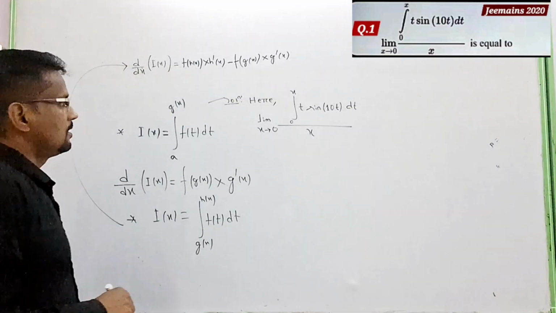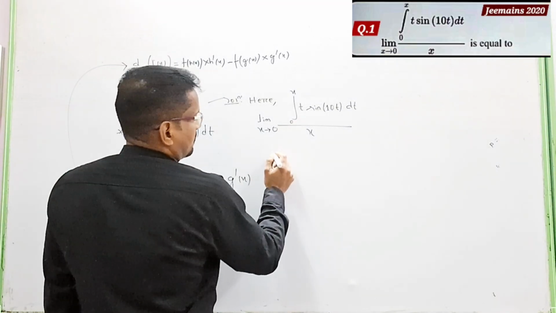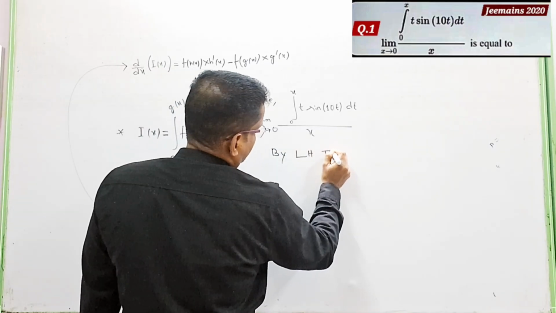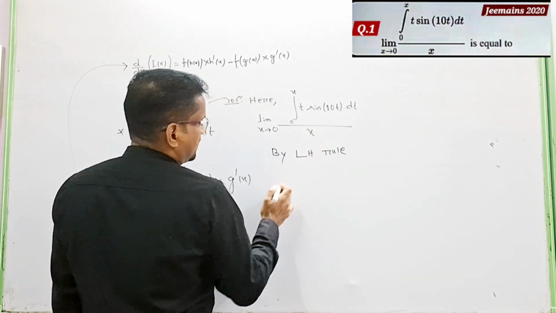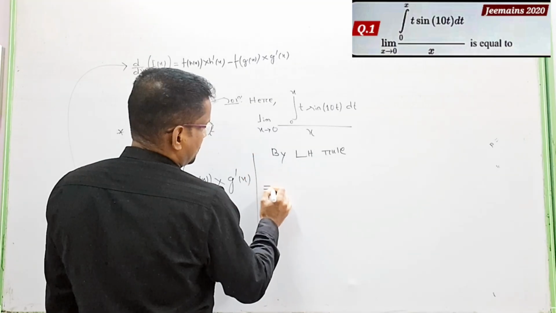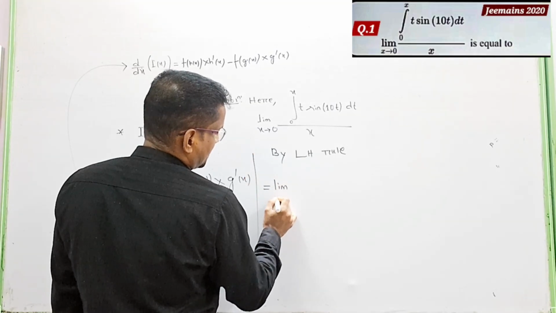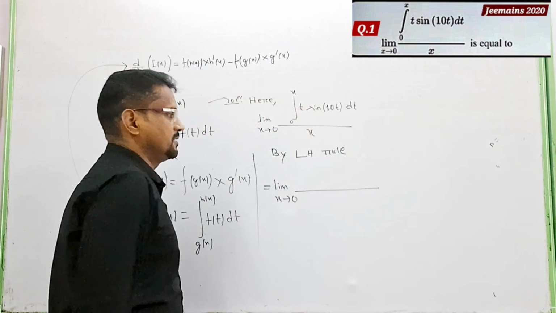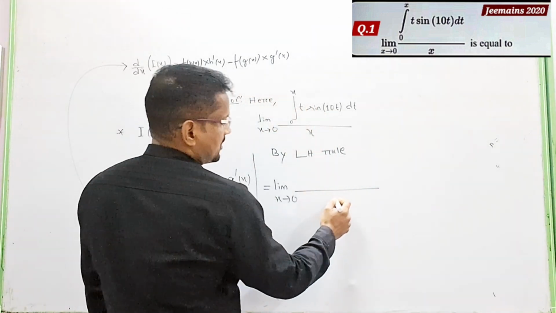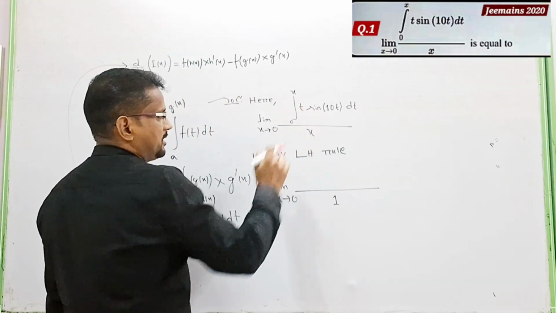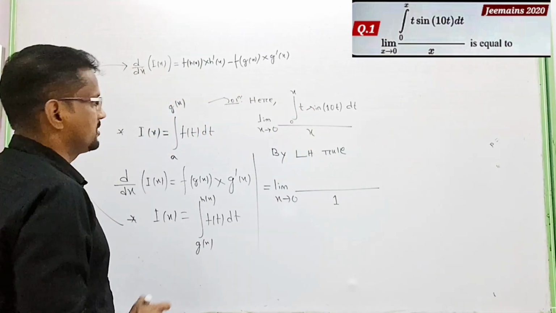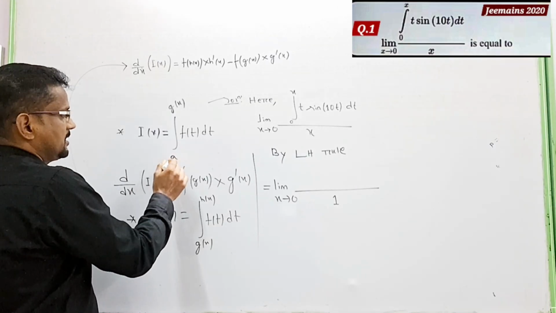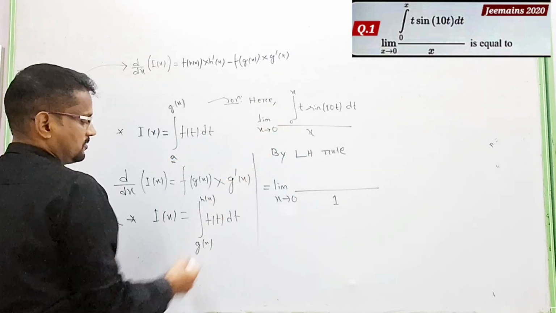Now, come here. So by L'Hôpital's rule, we are to find the limit by L'Hôpital's rule, equal to limit x tends to 0. You have to differentiate this. Derivative of x is 1, and for the derivative of this by Newton-Leibniz rule, here the lower limit is a constant, and in this case a is any real number, it is a real number.